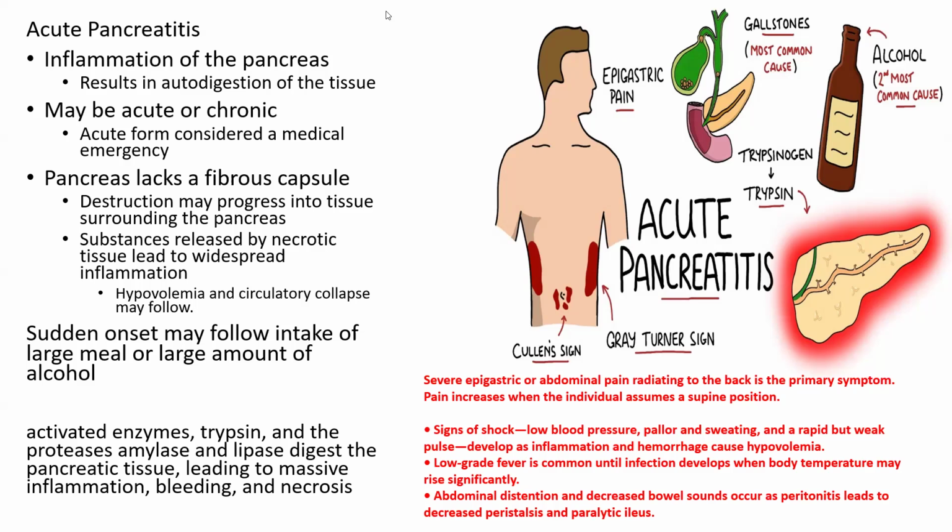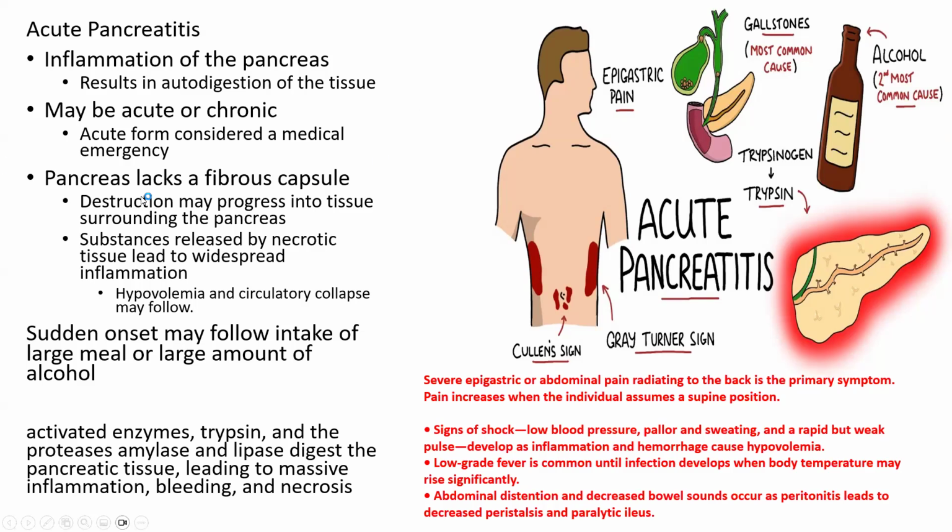With acute pancreatitis, they're going to have Cullen sign, which is bruising and pain around that belly button. Grey Turner sign, which is usually bruising and pain or tenderness in the flank area. Epigastric or abdominal pain that radiates to the back. And the pain increases when they lay flat. So usually these clients will present in a fetal position. Signs of shock. So low blood pressure, pallor, sweating, rapid, weak pulse. They can develop hypovolemia with inflammation and hemorrhage. Low grade fever.